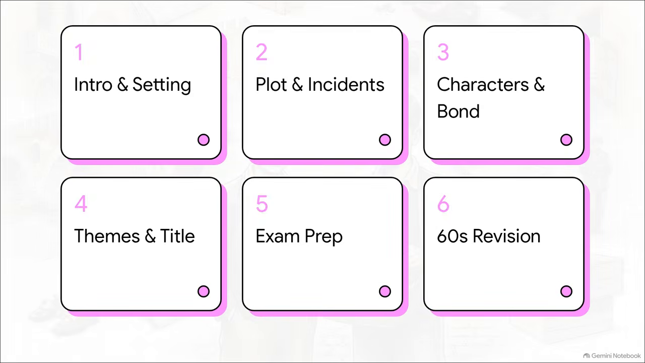Let's do this. So, here's our roadmap for today. 1. Intro, author, and setting. 2. Chronological plot and incidents. 3. Characters and their bond. 4. Major themes and title. 5. Exam prep and common traps. And 6. A rapid 60-second revision.